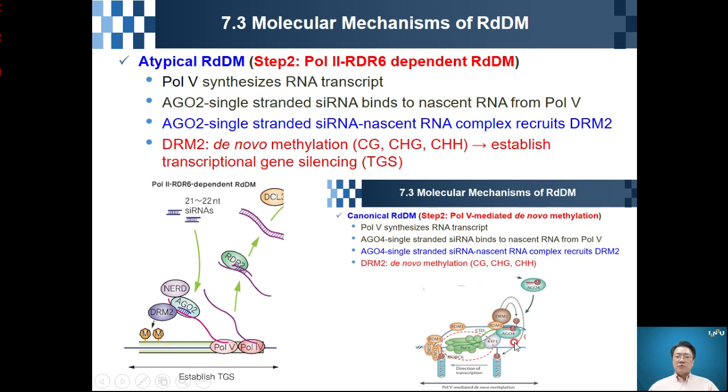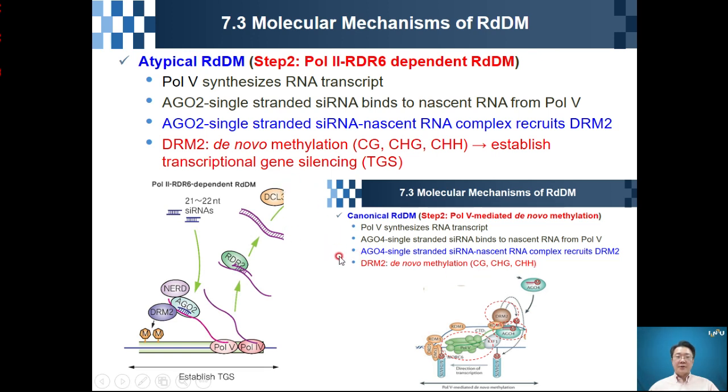After that, AGO4 and single-stranded siRNA are bound to the nascent RNA from polymerase 5. After that, the AGO4, single-stranded siRNA and nascent RNA complex recruits DRM2. So DRM2 induces de novo methylation in the CG or CHG and CHH sequences.